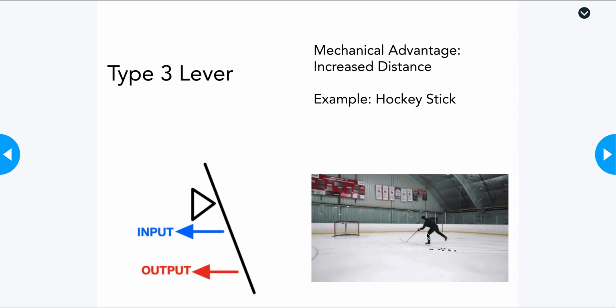So in reality, there's more force in your hand, but the lever, the output, is actually moving a greater distance, and that allows you to more easily strike the puck. And so the mechanical advantage of a type 3 lever, which is our example of a hockey stick, is that you increase the distance.